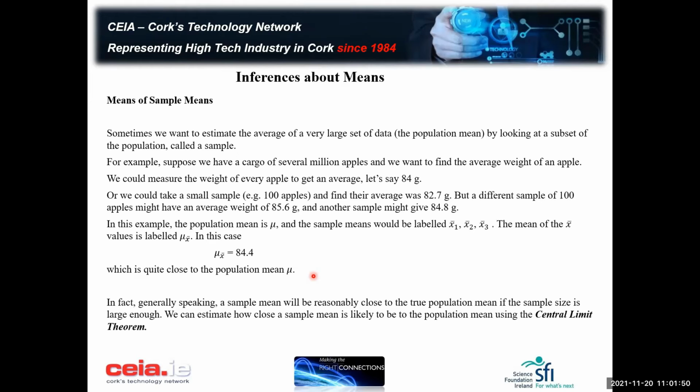Now, the other class of problems is inferences about means. I think I might take a 10 or 15 minute break there.